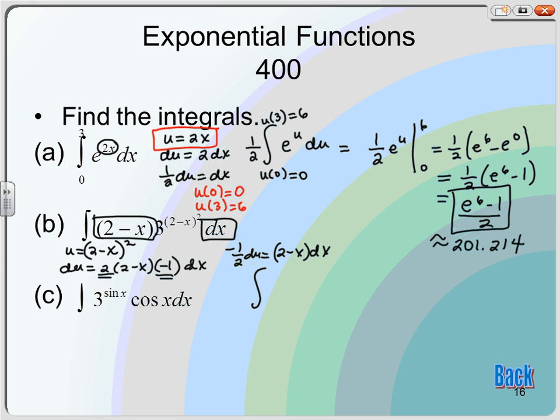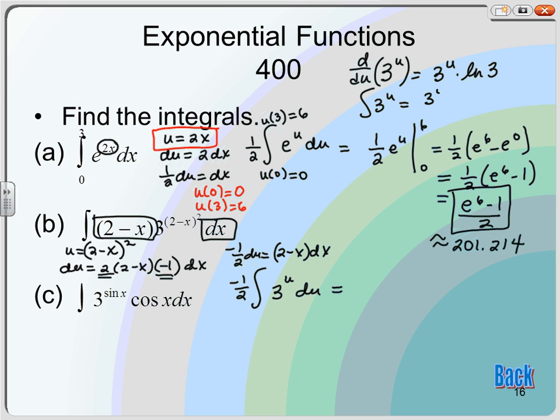So what I have is 3^u du with a negative 1/2 out front. If I take the derivative of 3^u, remember that formula? It's 3^u times the natural log of 3. Well, going backwards, if I'm integrating 3^u, it's 3^u divided by the natural log of 3. It gets rid of that natural log of 3. So that's what we need: 3^u divided by natural log of 3, and I have that negative 1/2.